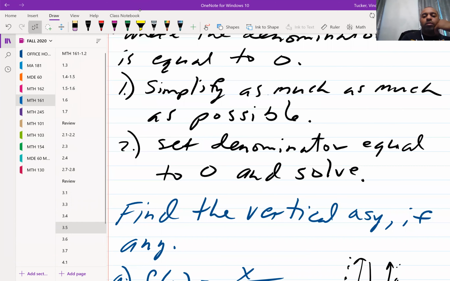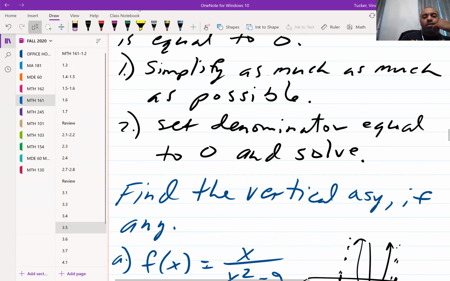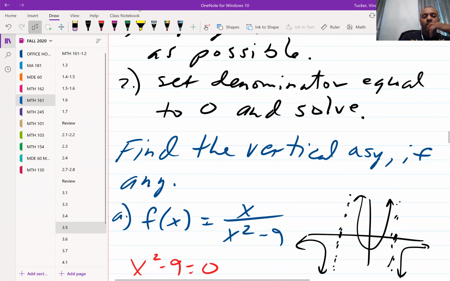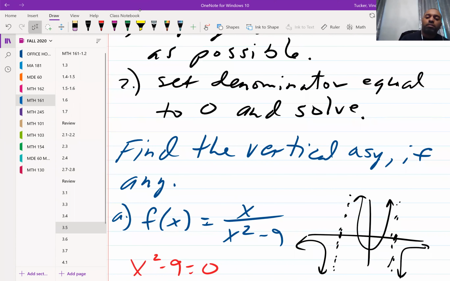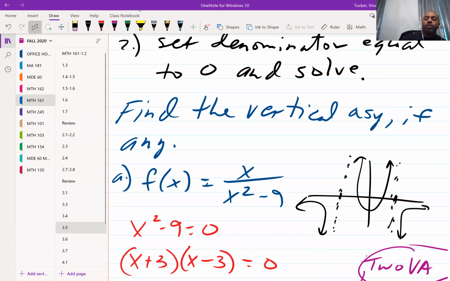All right, if I'm scrolling up too fast, let me know. So the first one says find the vertical asymptote, if any. When you go to graph, you may have seen those graphs with that imaginary line, where the graph doesn't touch or go across, but there's something there that's stopping it from doing that. So those are your asymptotes.